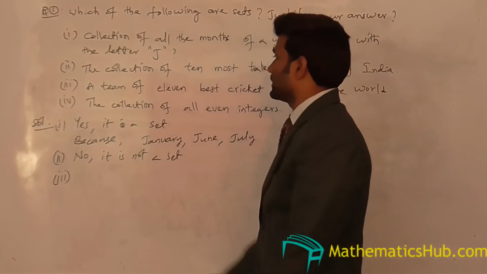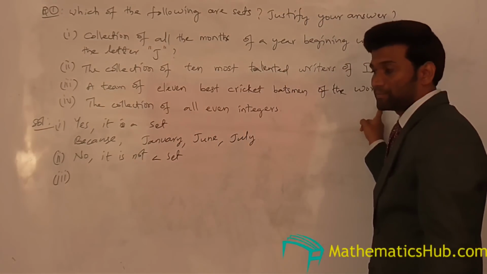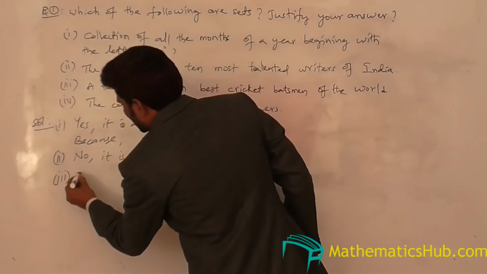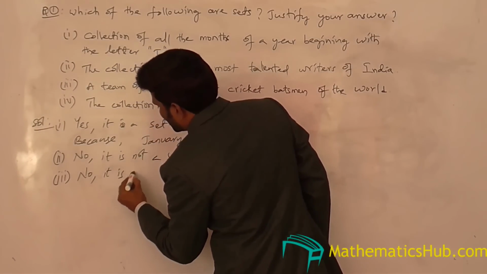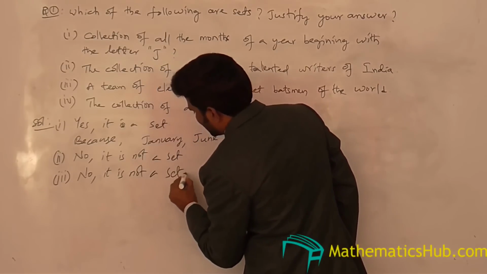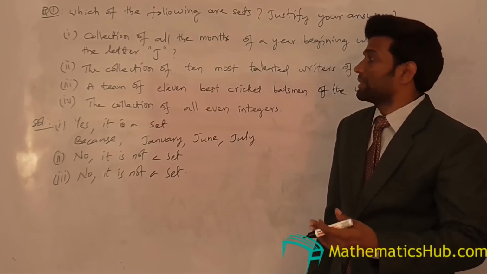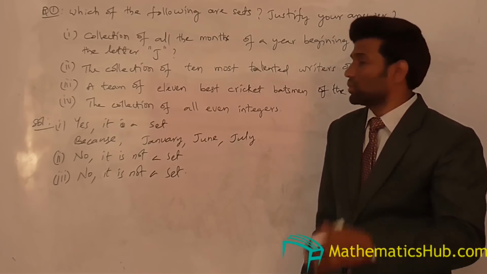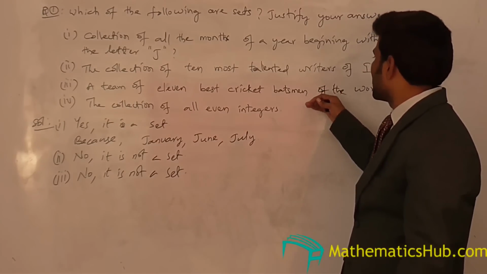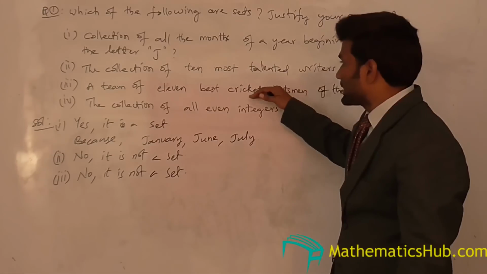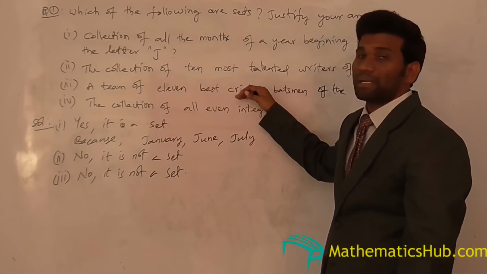And the third one is a team of 11 best cricket batsmen of the world. So this statement also clearly shows that it is not a set, because in different persons' perspectives, different batsmen are best. So we can't judge who are the best 11 batsmen in the world. So this sentence also is not giving proper information. So it is also not a set.